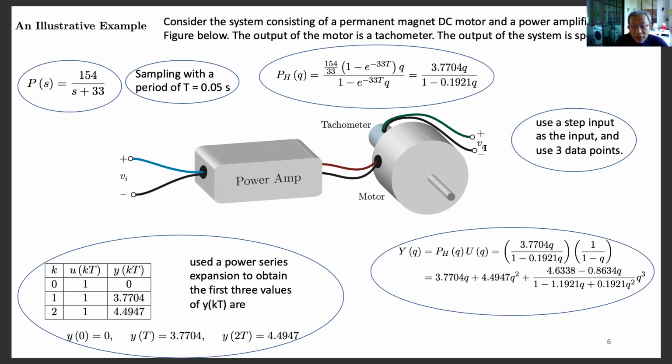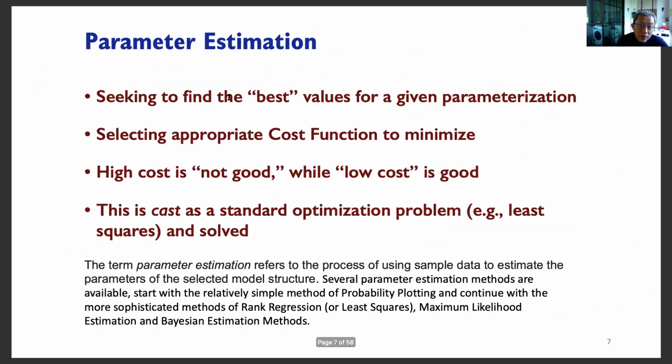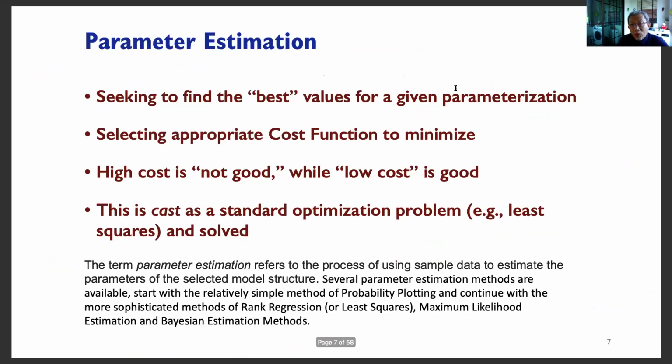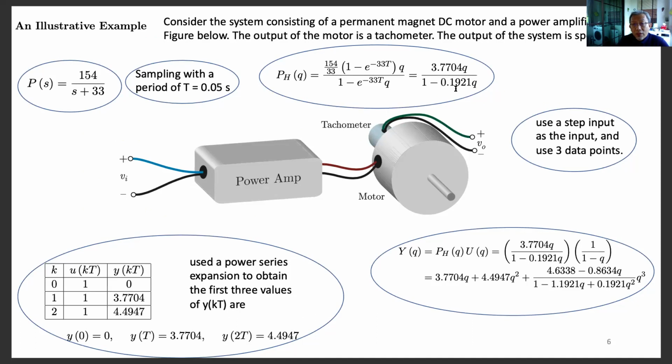So in this case, you can see that the motor is considered as a first order system with a sampling period of 0.50 milliseconds, okay? So we have to estimate the numbers here, 3.77041 and minus 0.192, in order to get the mathematical model. So this is what we call the parameters, 3.771 and minus 0.192, okay?